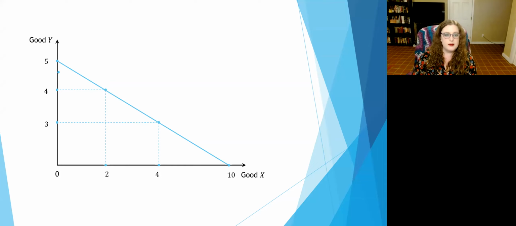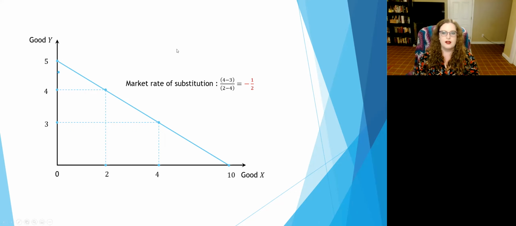All right, so we need to think about the market rate of substitution. The market rate of substitution is just moving in between those 2 points. It's equivalent to the slope. So let's figure out what that market rate of substitution would be. Market rate of substitution is just looking at those relationships.